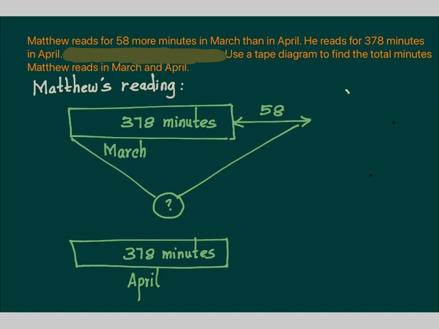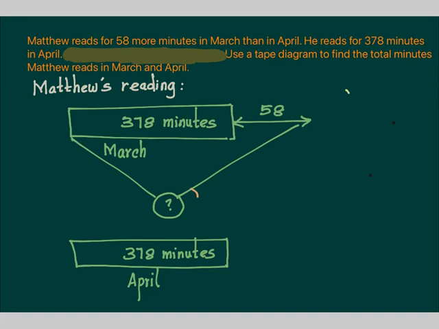Okay, so this is the tape diagram for Matthew's reading. This is the first tape diagram for the month of March, where he reads 378 minutes and 58 minutes, but we don't know the total. We have to find the total that he read in the month of March. And this is the tape diagram for the month of April, where he reads 378 minutes. I have drawn a double tape diagram because we are comparing the month of March and the month of April.